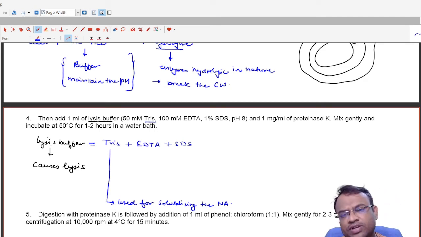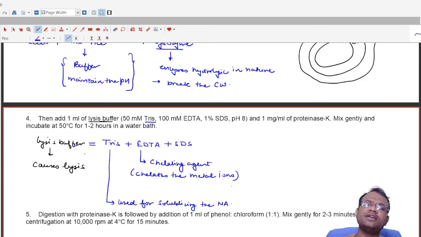Next, let us talk about EDTA. What is the function of EDTA? You might have heard that EDTA is the chelating agent. So what does a chelating agent do? It chelates the metal ions.